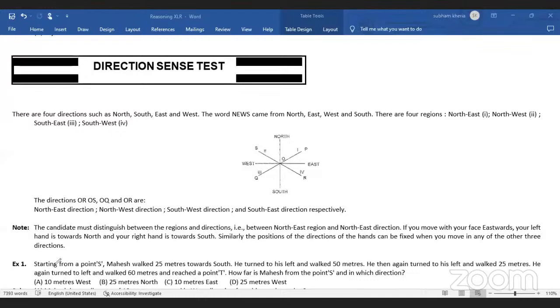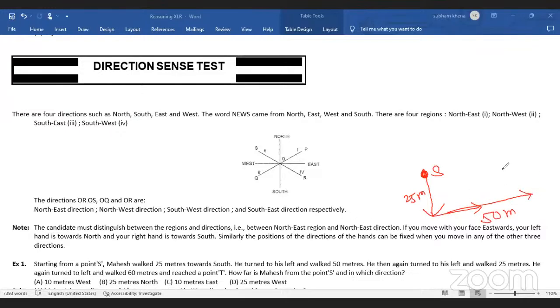ठीक है. Let's see the question. Starting from a point S. This is S. Mahesh walks 25 meters towards south. He turned to his left. Arey sir, what is left? Arey bhaiya, just turn south, no? Imagine you are turning ulta. Turn south. So left will be this. He turned to his left and walked 50 meters. 50 will be more. So this is 50 meters.